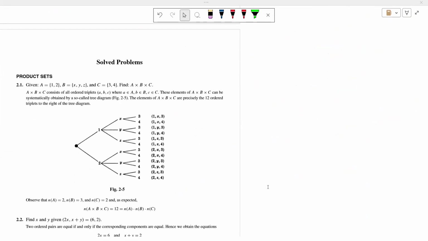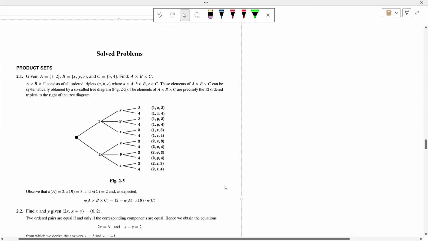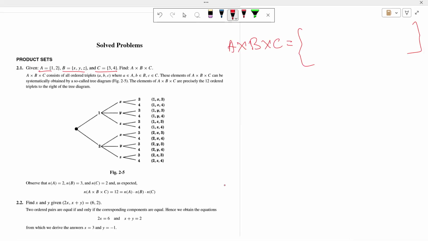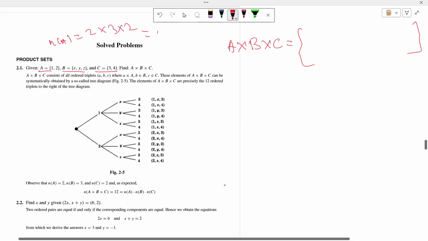Okay, I will explain the first question. Now they are giving three sets. A is a set, B is a set, C is a set. Now we need to find A cross B cross C. So how many ordered pairs are coming? This is not a binary ordered pair, so the cross product has 3 elements. Here the number of elements in A is 2, so 2 into 3 into 2, altogether 12 ordered pairs. So what are the ordered pairs?